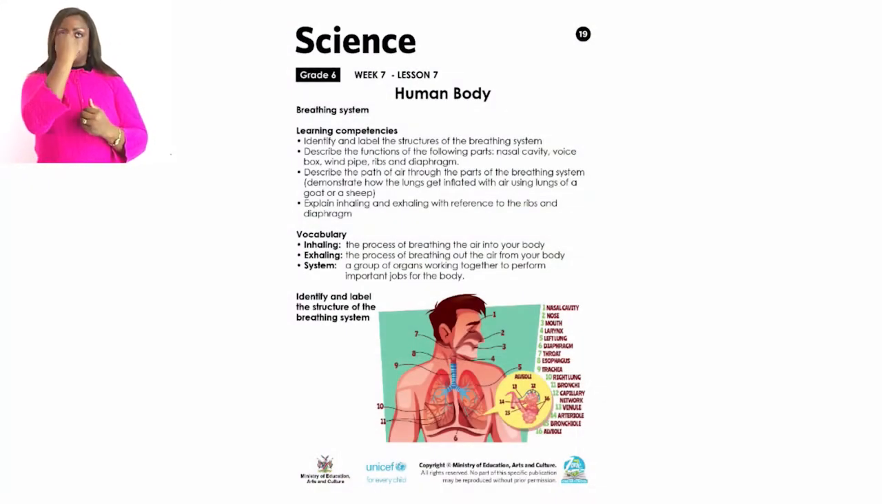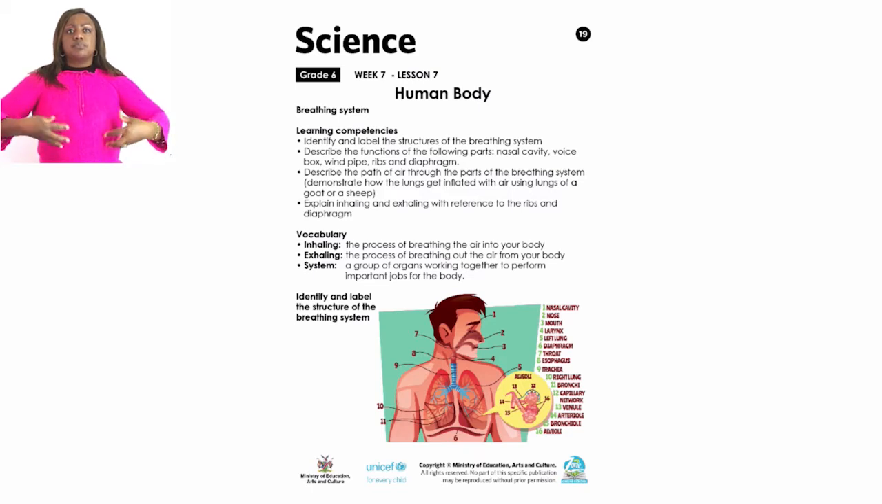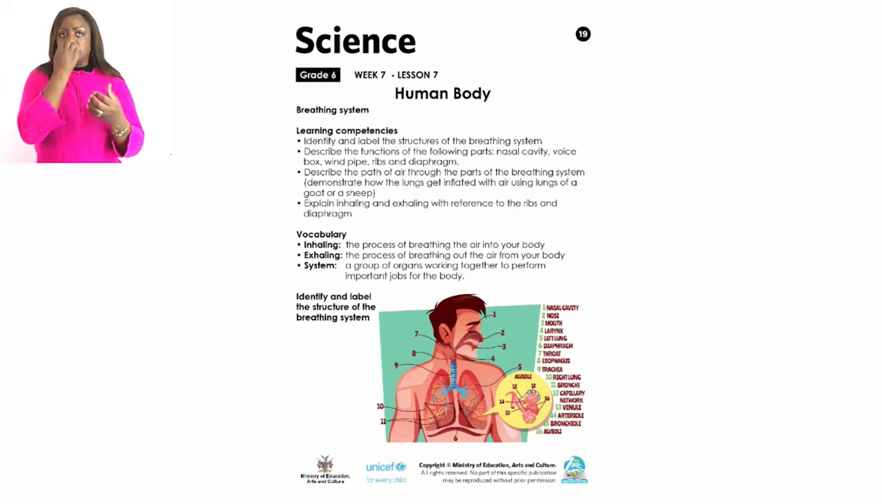Our competencies for today are: we will learn how to identify and label the structures of the breathing system. We will also learn to describe the functions of the following parts: nasal cavity, voice box, windpipe, ribs, and diaphragm. We're also going to learn how to describe the path of air through the parts of the breathing system, or how to demonstrate it. And then we're also going to learn how to explain inhaling and exhaling processes with reference to the ribs and the diaphragm.